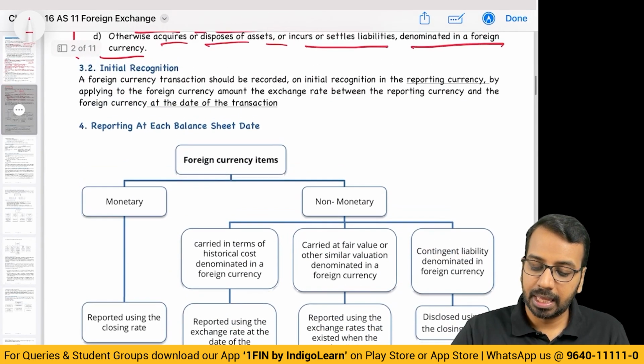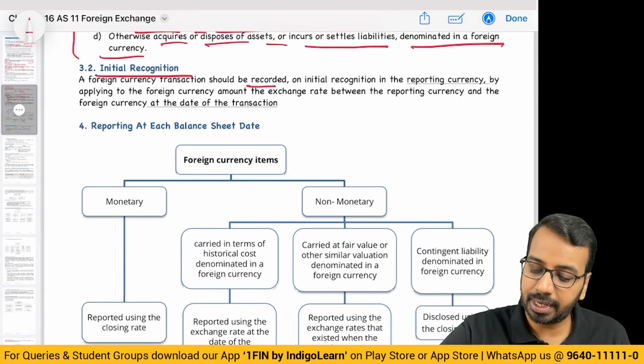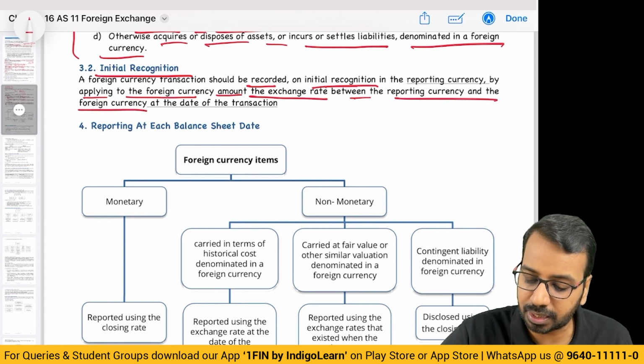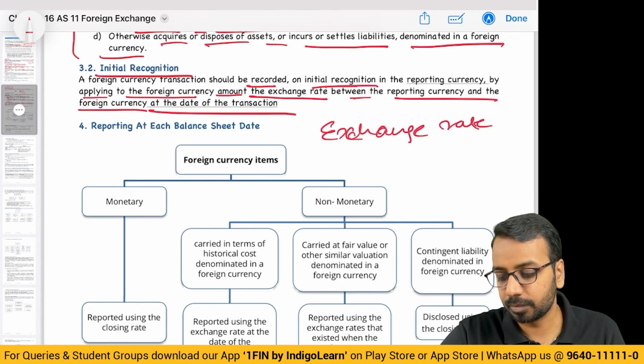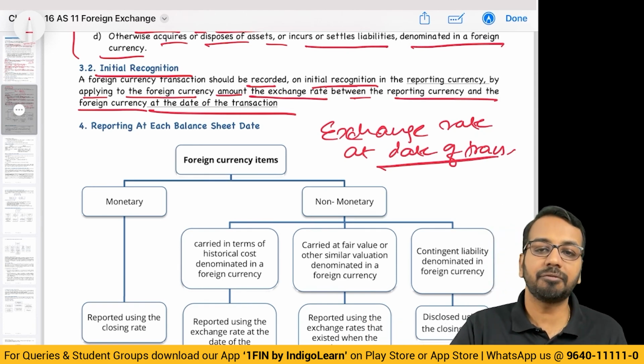Now, initial recognition we have already understood. It should be recorded on initial recognition by applying to the foreign currency amount the exchange rate between the reporting currency and the foreign currency at the date of transaction. So basically you have to take the exchange rate at the date of transaction.